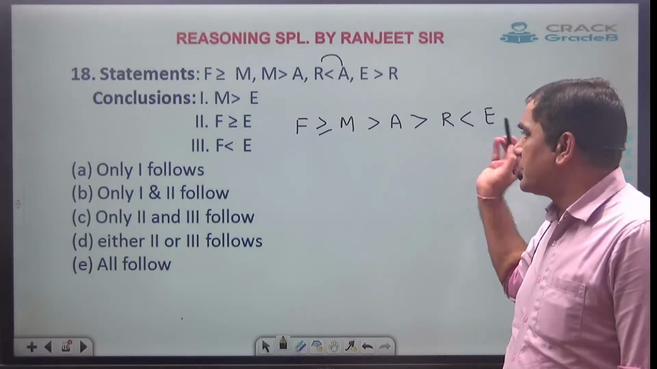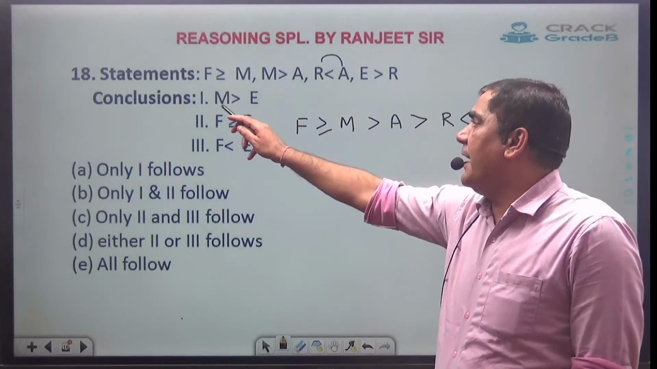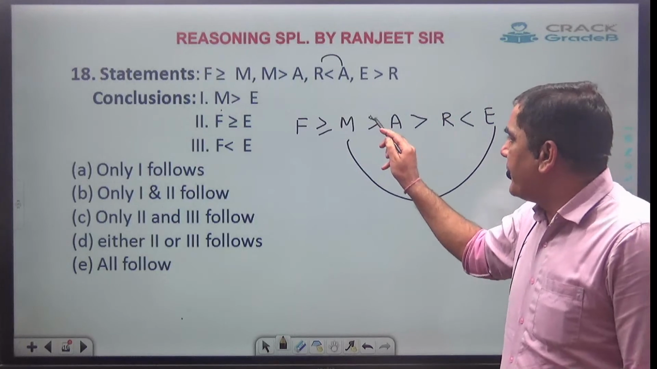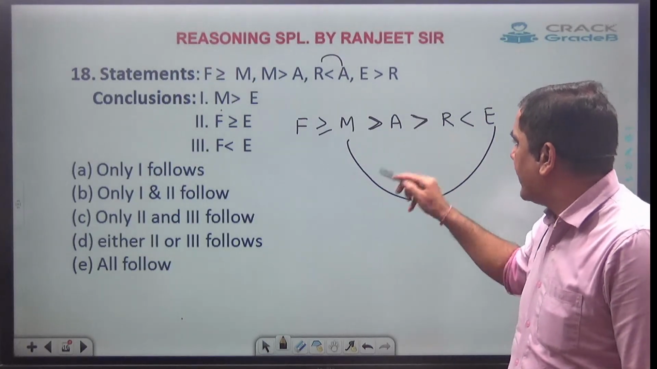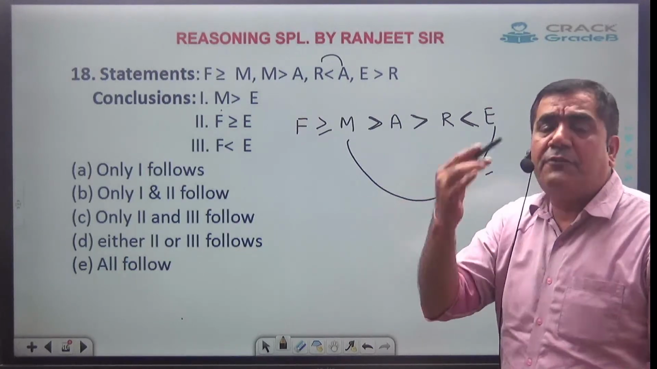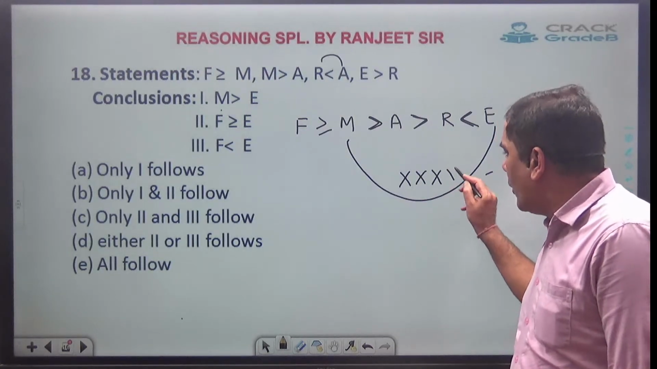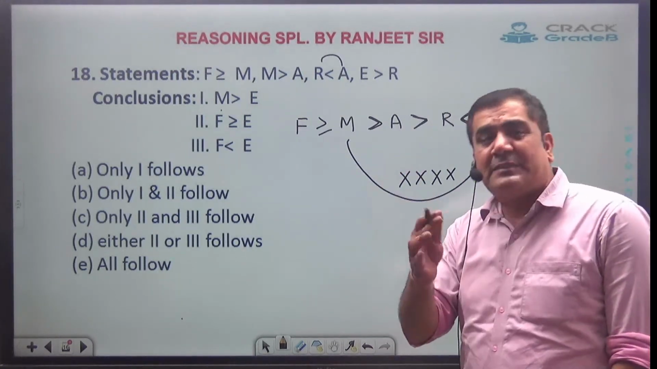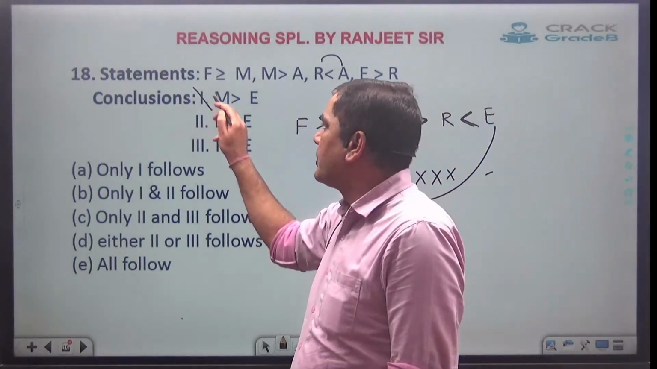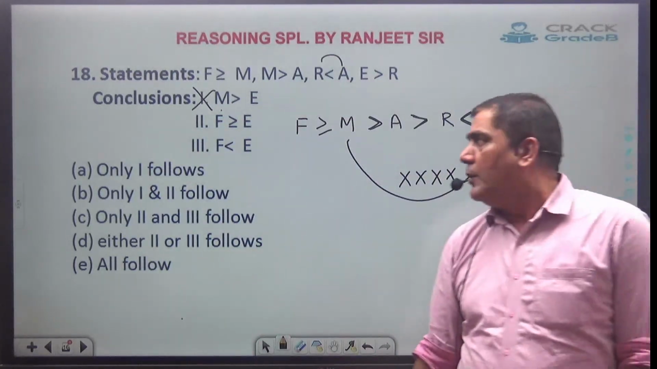This is the first thing you are supposed to do in the exam, and then go for the conclusions. Here they are asking between M and E. So M and E, what will I say? Just see, here the face is towards M, here the face is towards M, here the face is towards E. Both the faces have come. If both the faces have come, it means there will be no relation. No relation means whatever symbol they have given, all will be wrong because no relation is possible. So the first is absolutely wrong. Go for the second one.